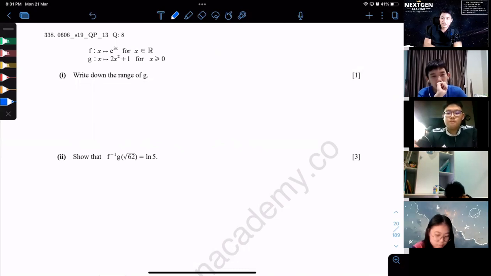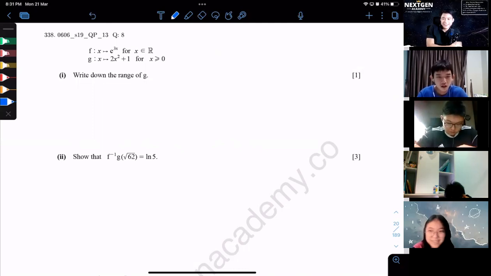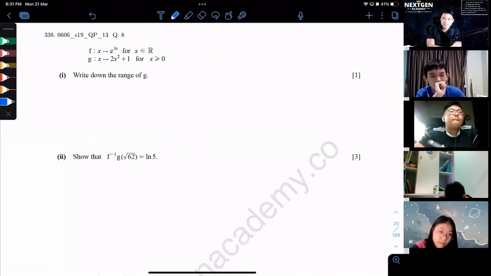Anyone wants to try? Range, you know what's range, right? Domain, range. Domain is your smallest x to your biggest x. 100% forgot function. Okay, anyone wants to try?